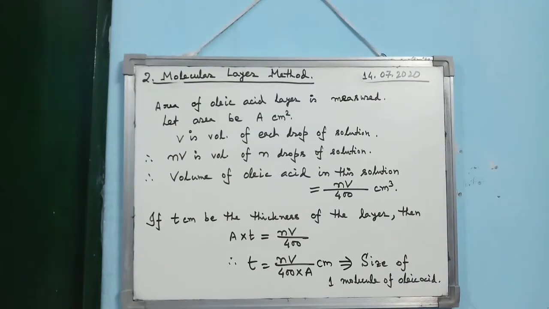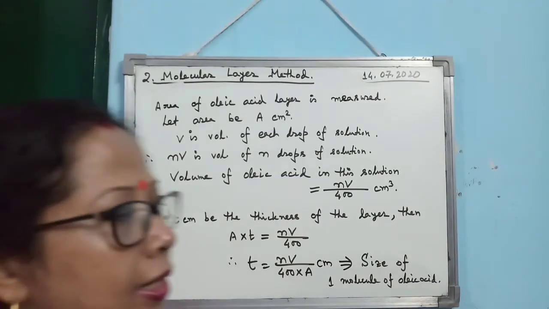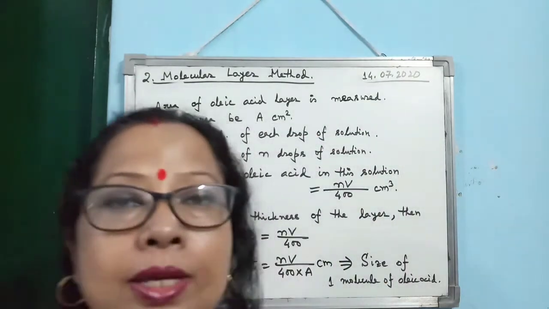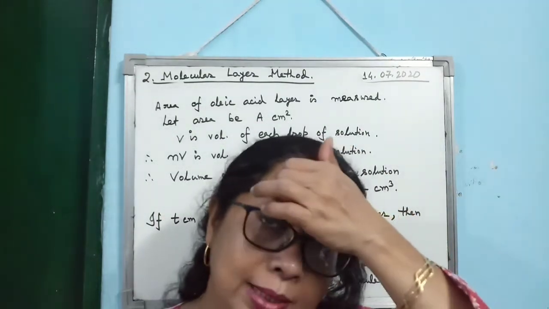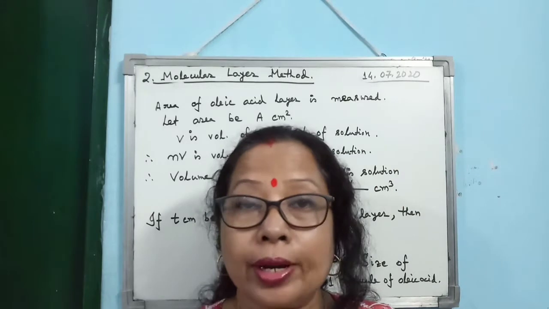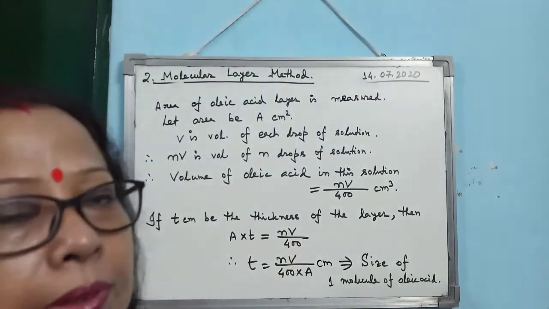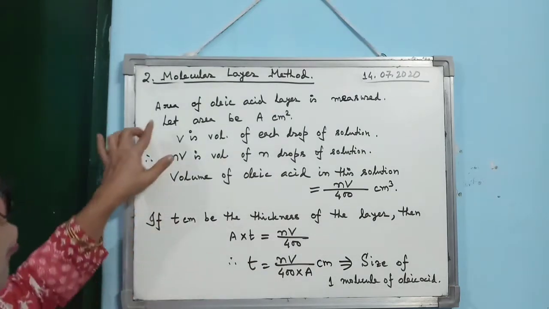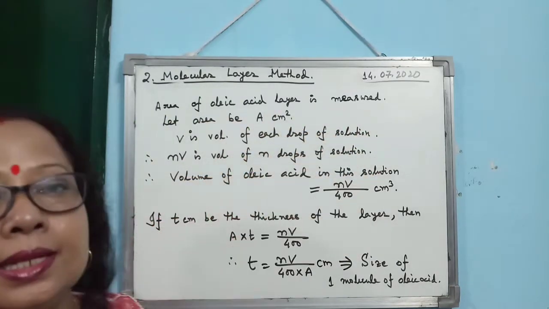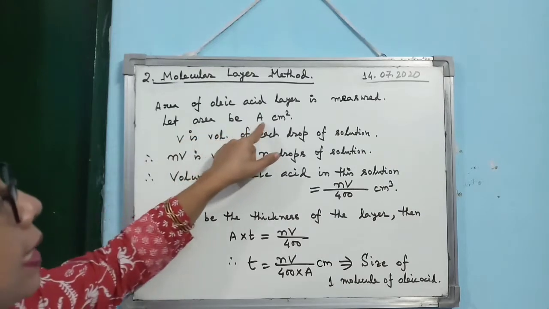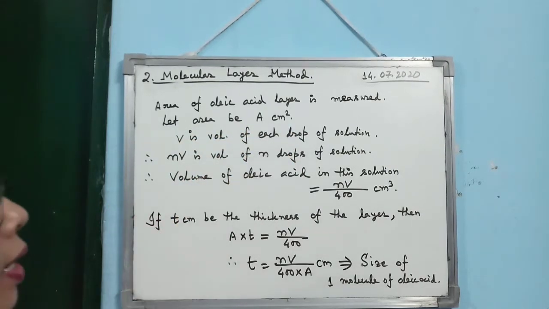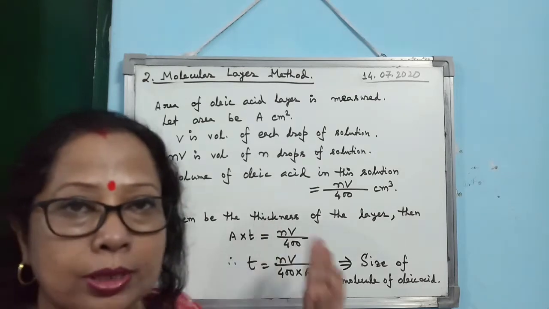Now what is done after that? After the oleic acid layer is formed over water, by using a graph paper, which you studied in 6th standard, how to find out the area of an irregular shaped object using a graph paper, we find out the area of the acid layer. So let us consider the area of the acid layer to be A centimeter square. Now assume that V is the volume of each drop of the solution, and you have taken n drops of solution. I hope you remember, I wrote that also.